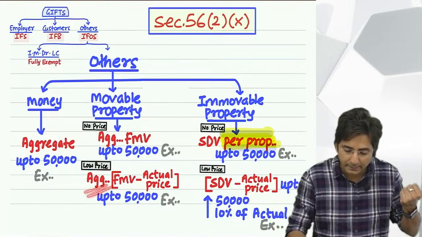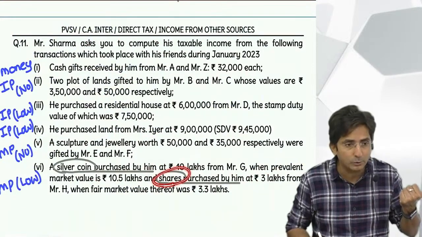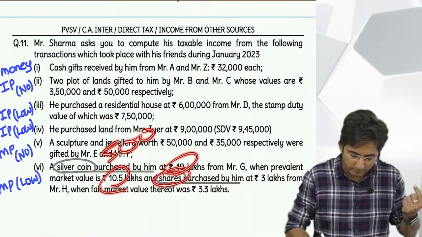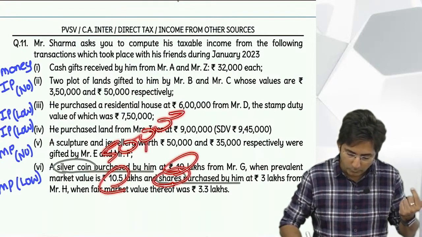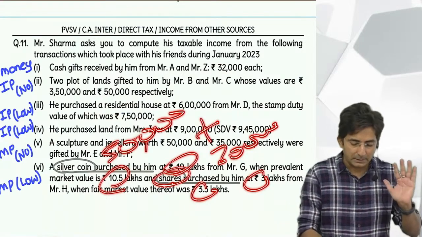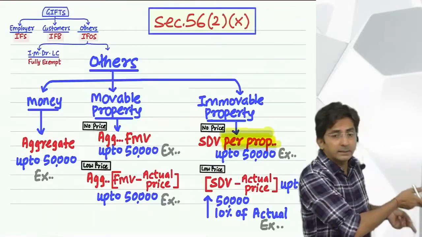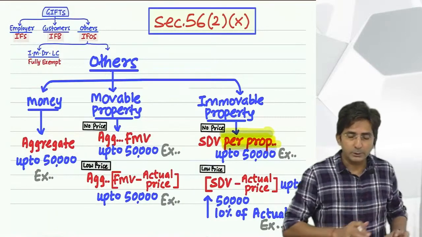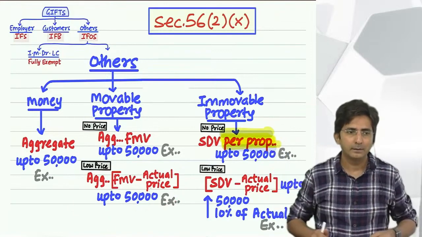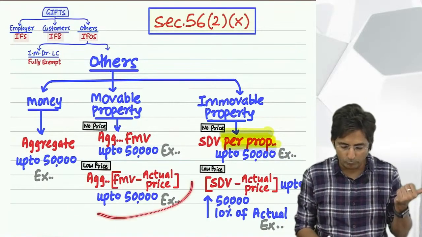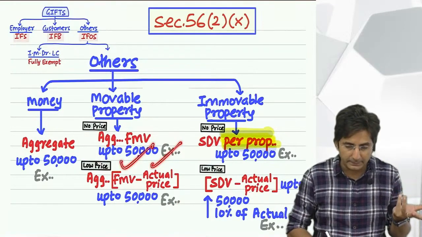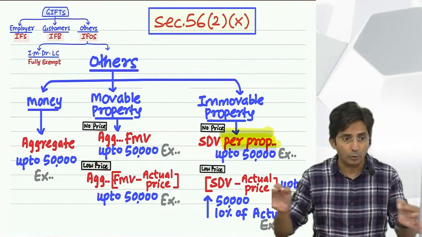That's why aggregate. See here, there was one more shares transaction also. So here the difference was 50,000, and here the difference was 30,000, and you have to aggregate. I am just relating how it was written in the theory, because many students just ignore the wording. So some I understood, that's it. Some you understood, but the theory wordings also you should understand. FMV minus actual price. And aggregate means shares and silver coin you have to combine.